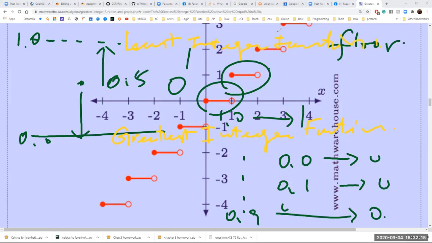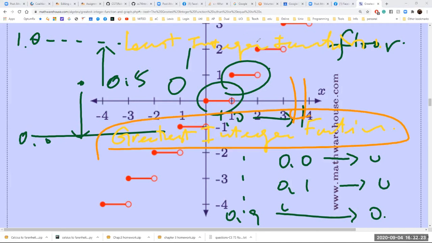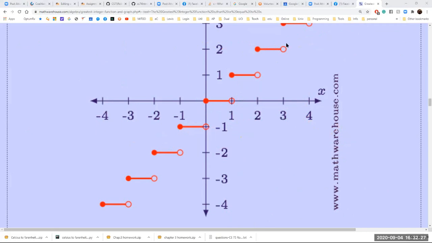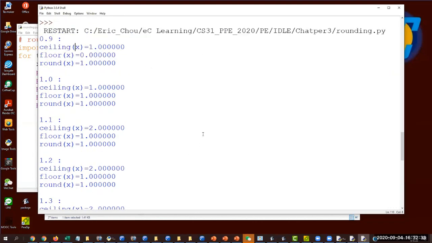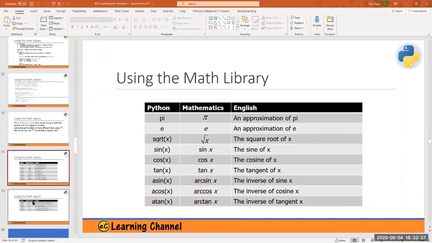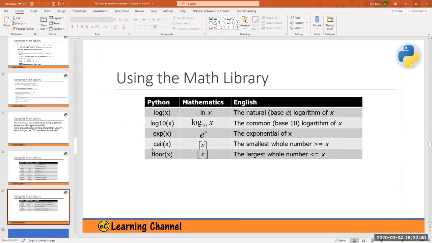Okay, and integer division will give you what? Integer division will give you this function, the floor function. Integer division will truncate all the digits. Is that okay so far? Any question? So that's the ceiling and floor function.